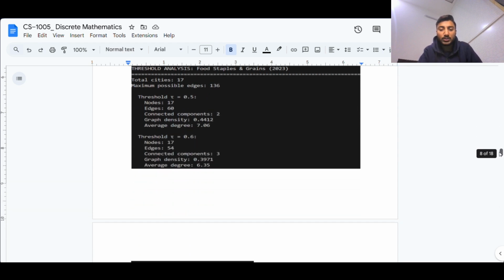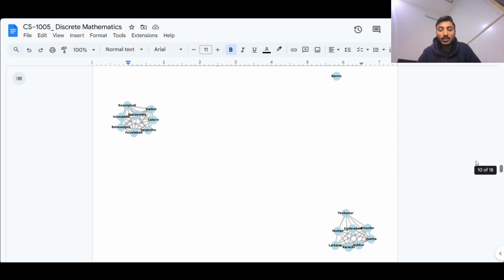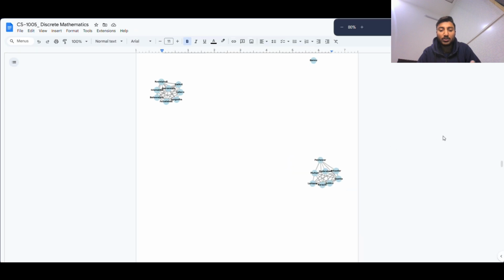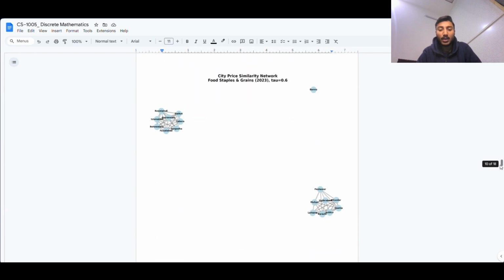What this graph shows is that at 0.6, Pakistan's cities form two major clusters. First is the Punjab cluster on the left, which includes Lahore, Rawalpindi, Gujranwala, and Faisalabad, etc. And the Sindh South cluster on the bottom right, which includes Karachi, Hyderabad, Sukkur, Larkana, and Multan. And we see Bannu isolated, meaning its price behavior is not similar enough to any major group to meet the threshold. This tells us price patterns are regionally structured, and thresholding helps reveal this natural clustering.